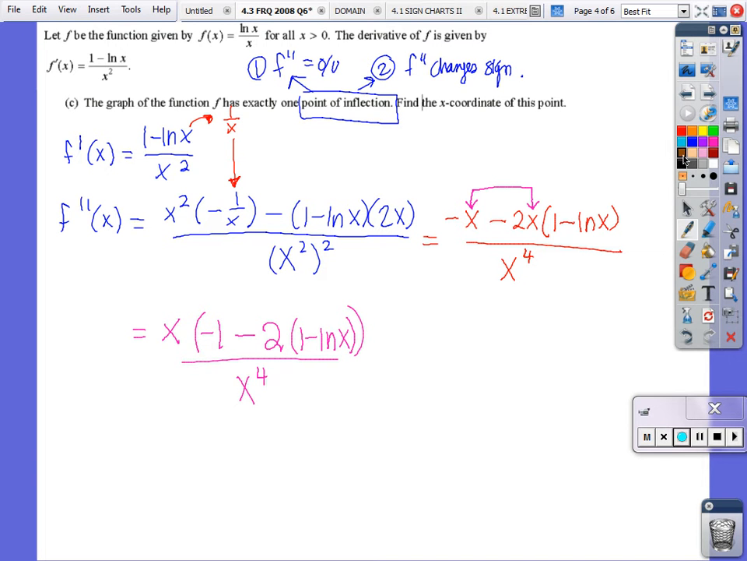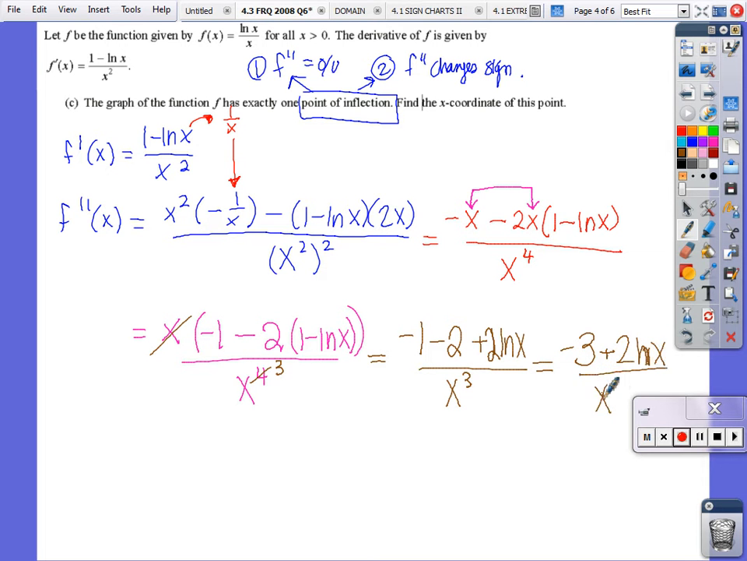I'm going to simplify one power, make that third, and we end up with negative 1 minus 2 plus 2 ln of x, all over x to the third. So my second derivative completely simplified would be (negative 3 plus 2 ln of x) over x cubed.